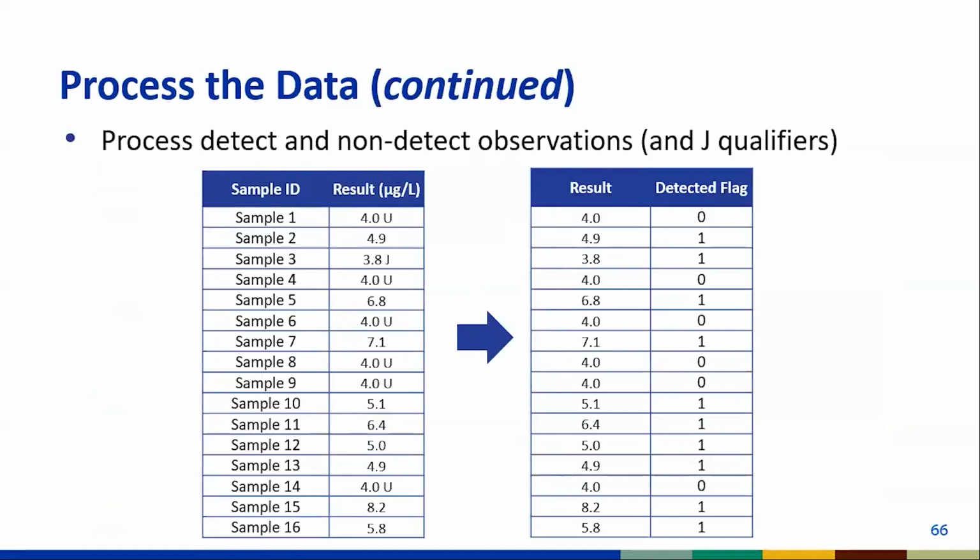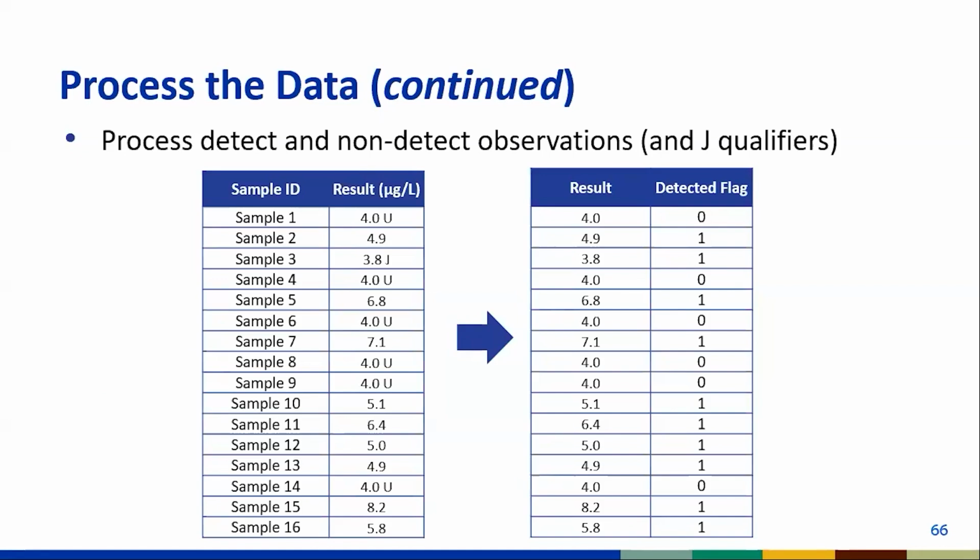The next step is to process the detect and non-detect observations. This is necessary so that the EPC tool knows whether a given result is a detected value or not. Using the EPC tool template, the health assessor needs to assign each sample result a 0 or 1 value. They assign a 0 to non-detect observations and a 1 to detected values.